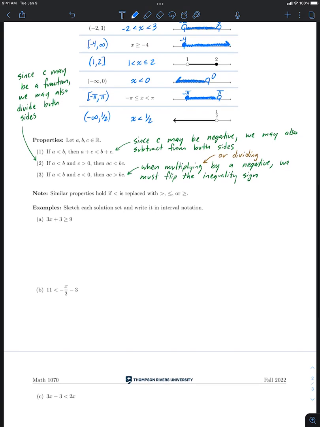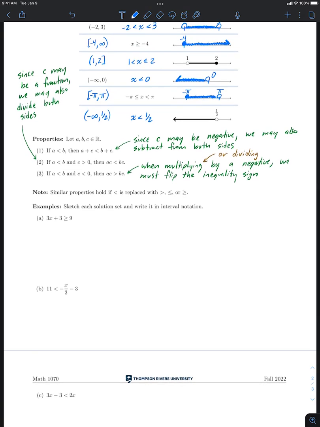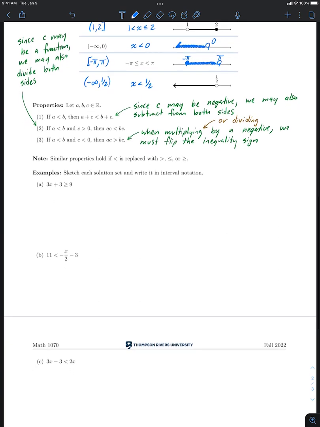Okay, let's put this in practice. Let's actually solve some inequalities. Okay, so we're asked to sketch each solution set and write it in interval notation. So first of all, let's worry about finding each solution set. So we've got 3x plus 3 is greater than or equal to 9. Notice that's what I mean by it doesn't have the less than symbol. In this case, it's got the greater than or equal to symbol. Well, that's okay. We can still do all of the things that these properties tell us we're allowed to do.